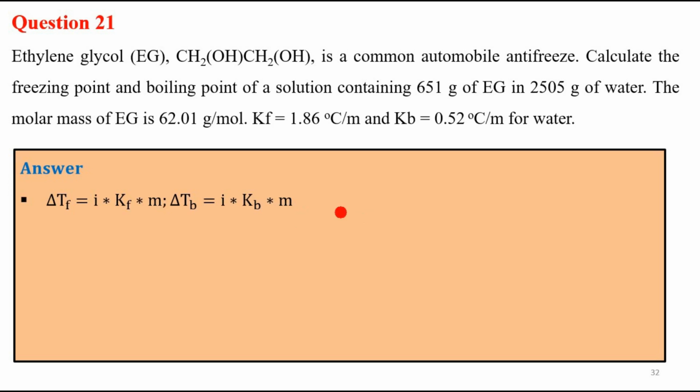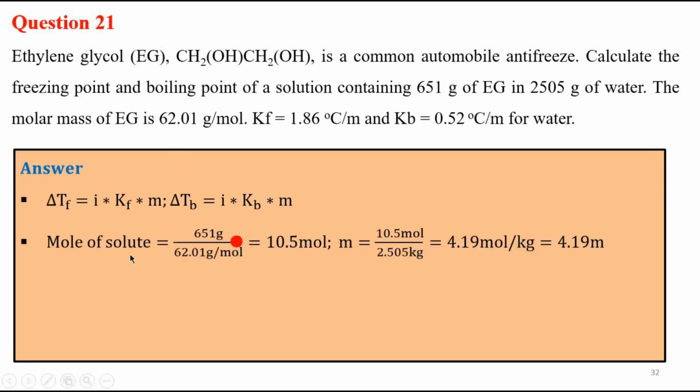Now that is what we need to calculate. Because we have an organic molecule, that means the i will be equal to 1. It will not dissociate. So if we have a molecule like sodium hydroxide or sodium chloride, in this case it dissociates to give 2 ions or 3 ions. Then the i is equal to the number of ions after dissociation. But for this one, the i will be equal to 1.